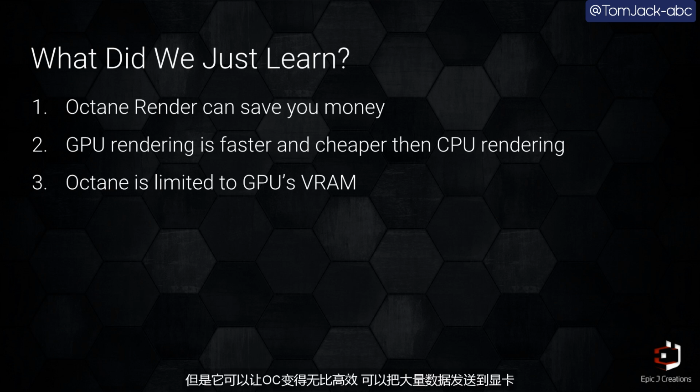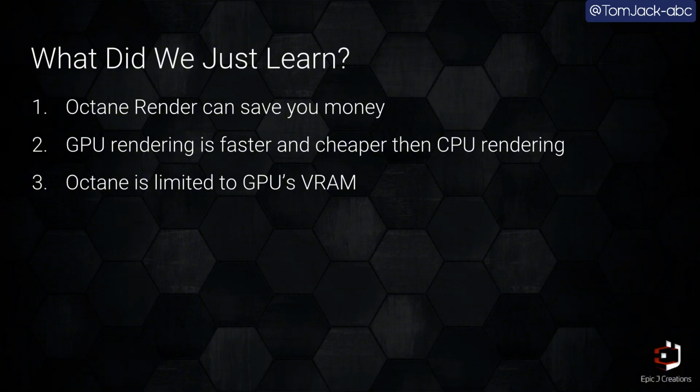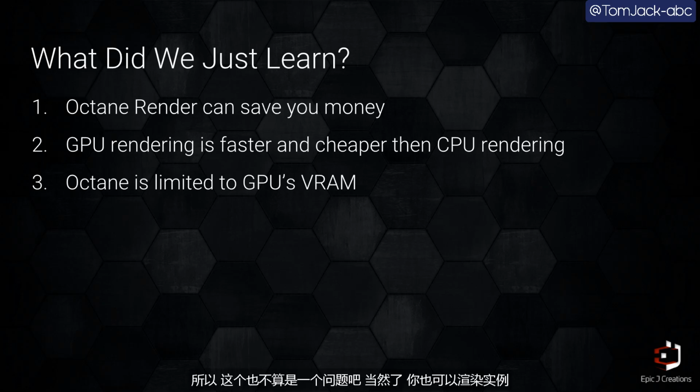But that said, Octane is very efficient at storing a lot of data in its graphics card. I believe it's about 2,000 polygons per gig. So you could probably hold about 8,000 polygons in your scene in a 4 gig card, and most cards nowadays are 8 gigs, or even higher, 11 gigs. So, again, it's not too big of a deal.